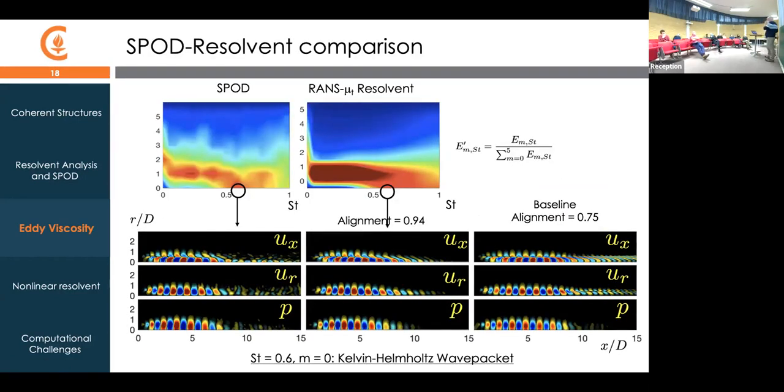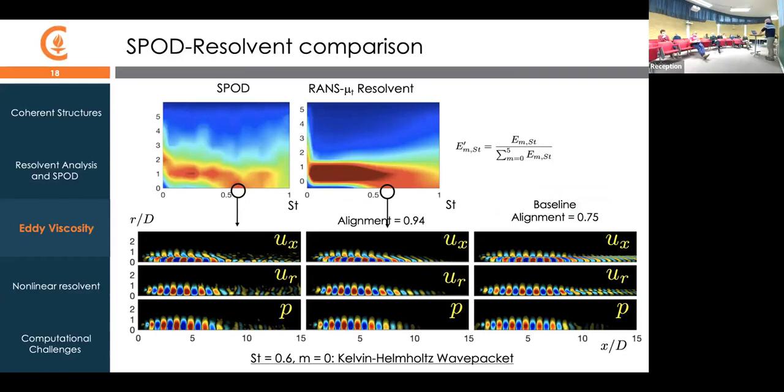So that's nice, right? Because that says that we can take this resolvent calculation now and trust that the answers it's giving us do model the structures that we observe in the jet. So this then gives us an opportunity to learn more about these three different instabilities that I showed you earlier.